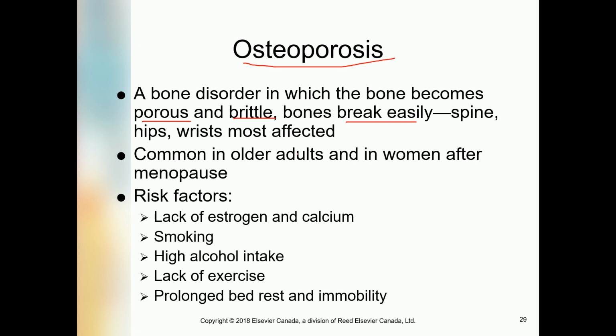older adults. In older adults, especially older women after menopause, there are risk factors for osteoporosis. What are the risk factors of osteoporosis? Just make a question of this statement. Lack of estrogen and calcium. After menopause, women don't produce much of this female hormone, estrogen. Smoking is another cause of osteoporosis. High alcohol consumption is another cause of osteoporosis.